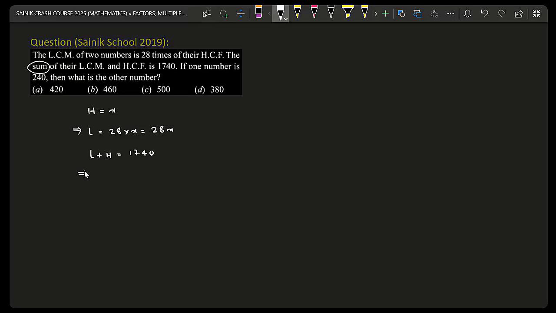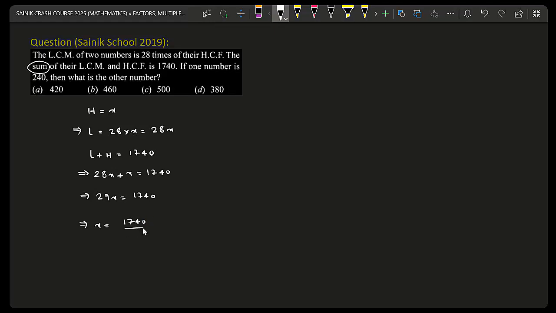In place of LCM, what do we have to write? In place of LCM, 28x. In place of HCF, x. So that is equal to 1740. 28x plus x, what is that? 29x. 29x is equal to 1740. So from this we can find the value of x by transposing 29, right?